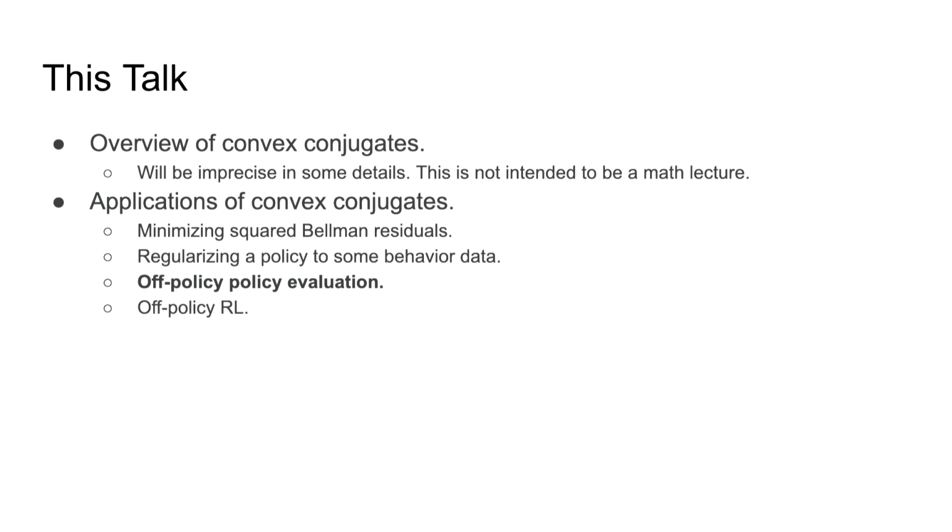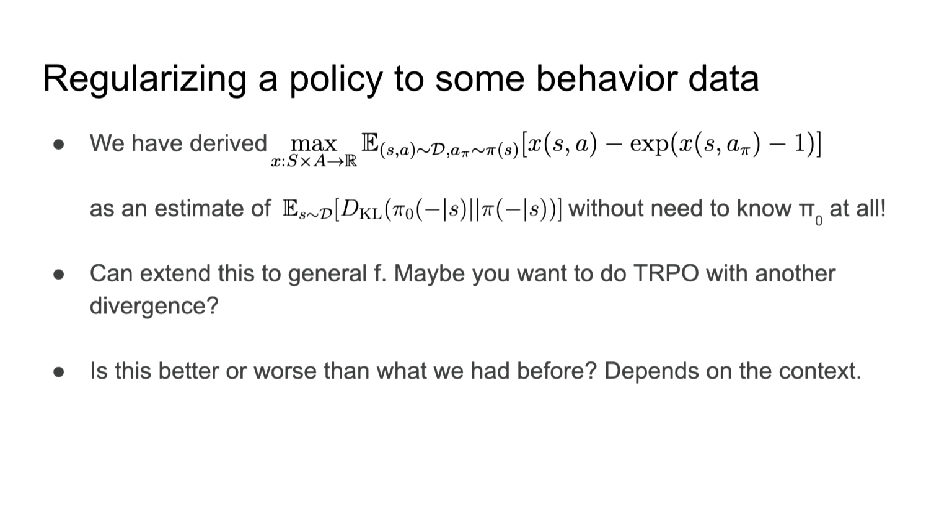For the optimization problem, how would you solve for X? Since you're optimizing over a function, X would have to be like a linear function or neural network, and you just do gradient descent on this objective.